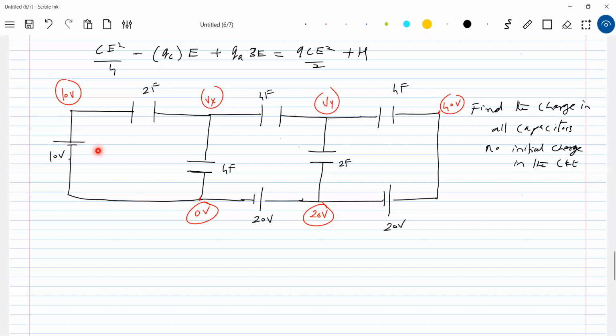The drop across a cell should be 10. This potential difference across the cell should be 20. This should be 20, no? So therefore 40 minus 20. These are unknown things, Vx and Vy.